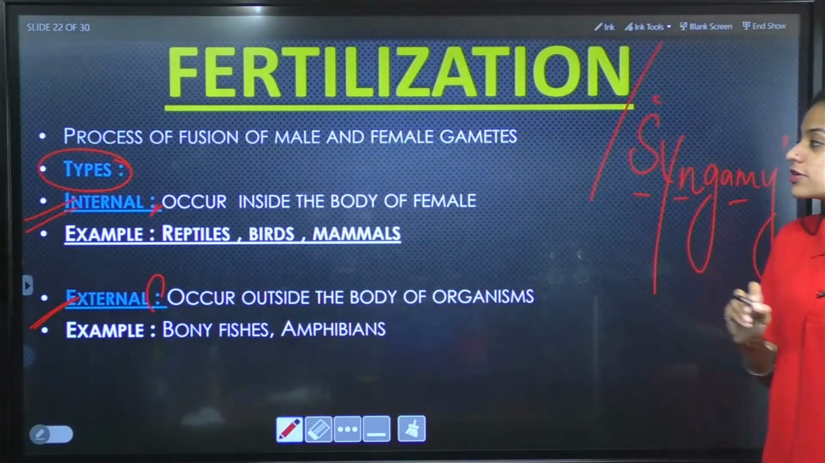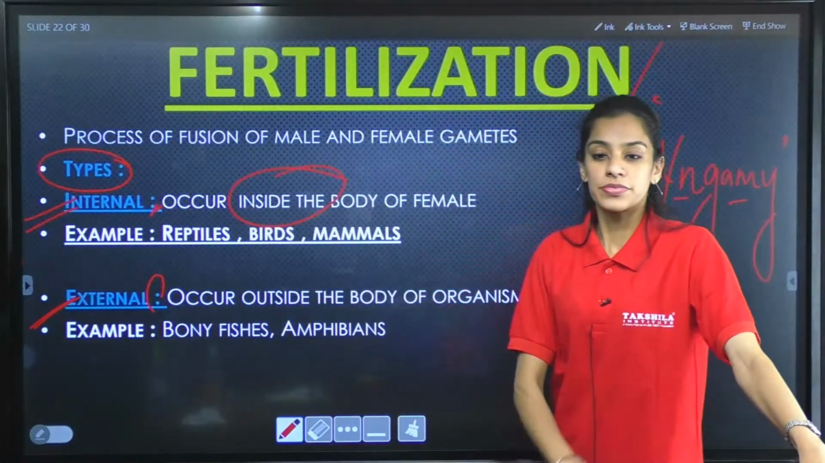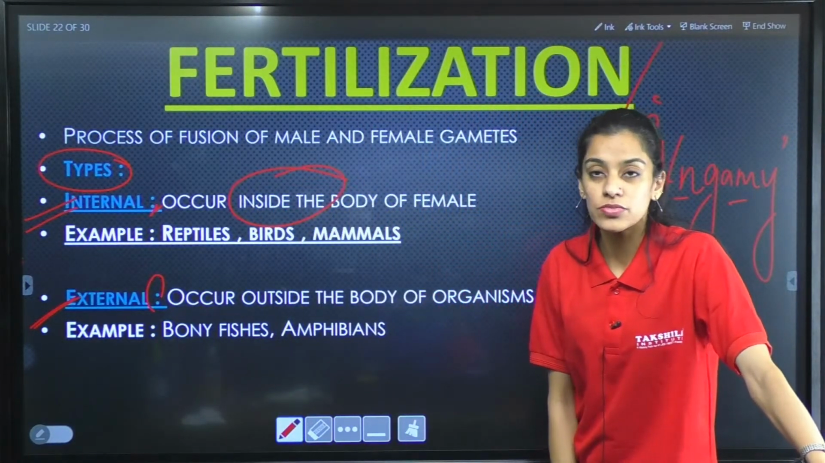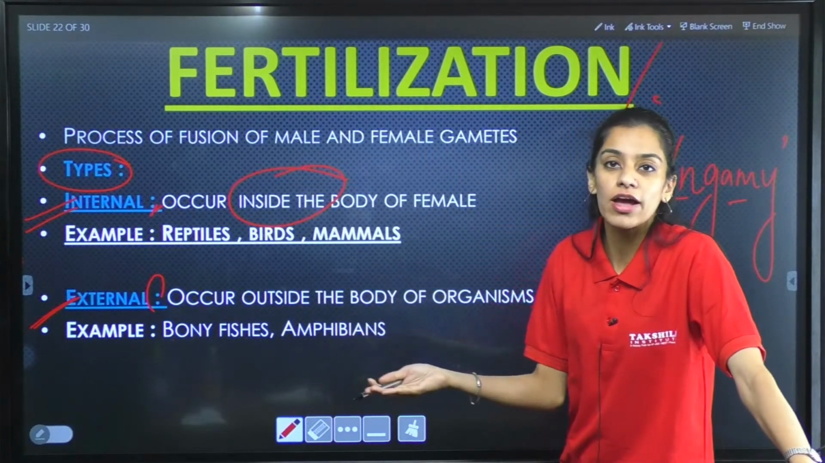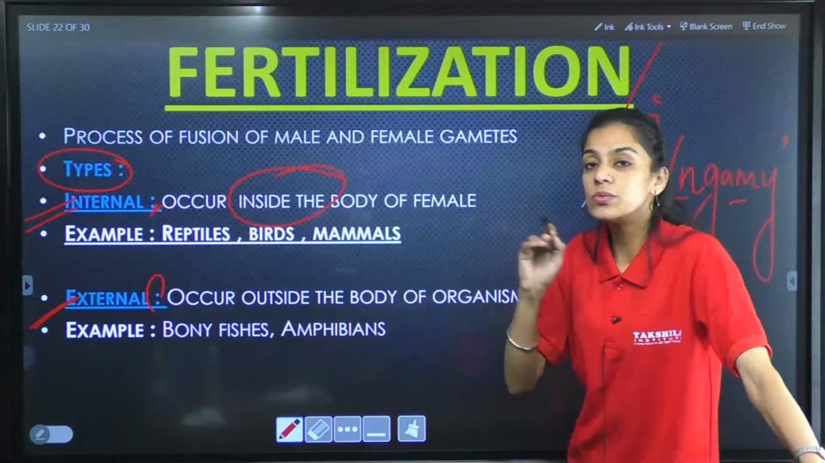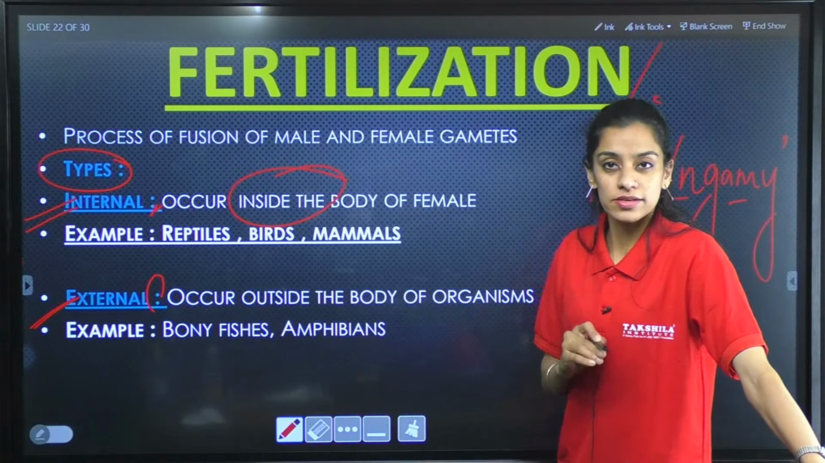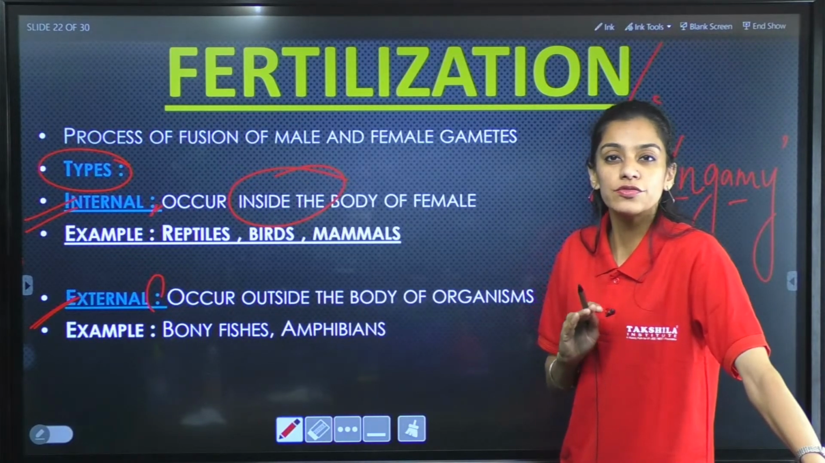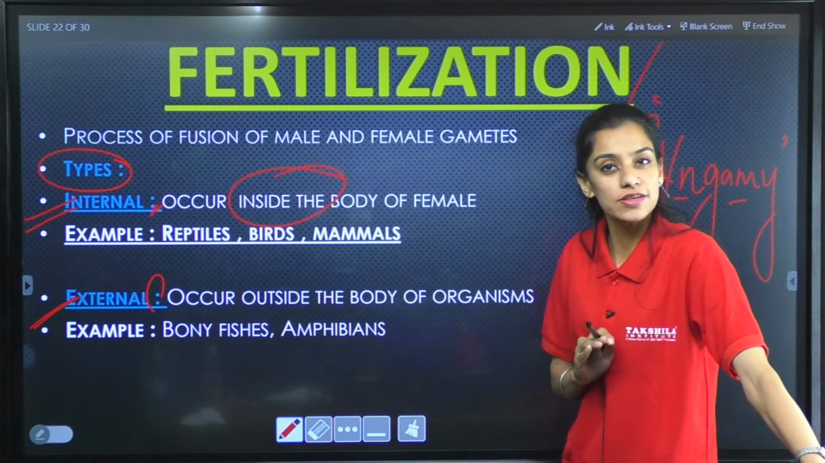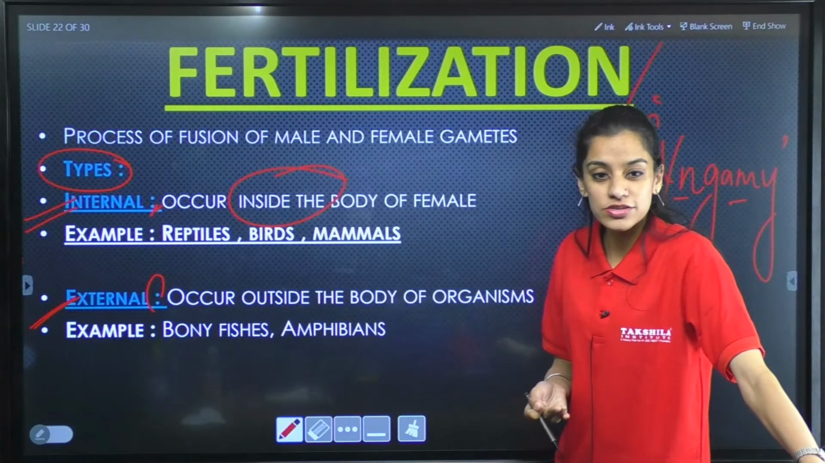So internal fertilization is that which occurs inside the body of an organism, or the body of the parent, that is having one of the gametes. So inside the body, now, like in humans, the process of fertilization takes place inside the female body or the female parent. Therefore it is referred to as internal fertilization.